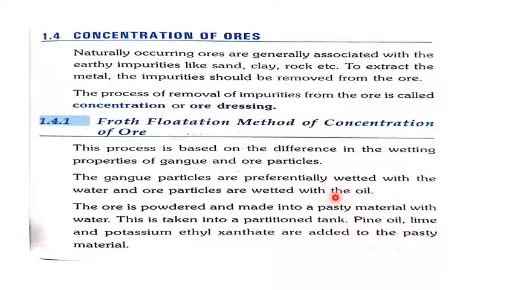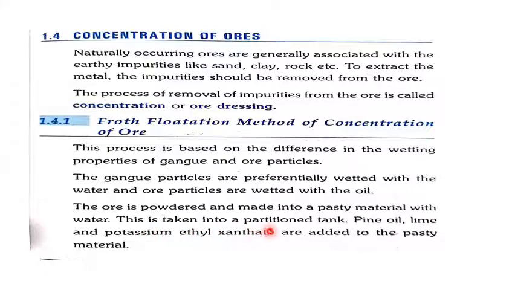If we take the ore from the earth's crust, that ore contains gangue and ore particles. So this process is mainly based on the wetting properties of gangue and ore particles. The gangue particles are preferentially wetted with water, ore particles are wetted with oil. First we take ore that is powdered and made into a pasty material with water.